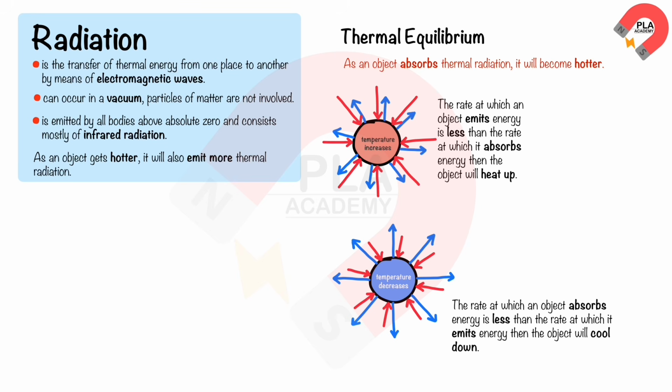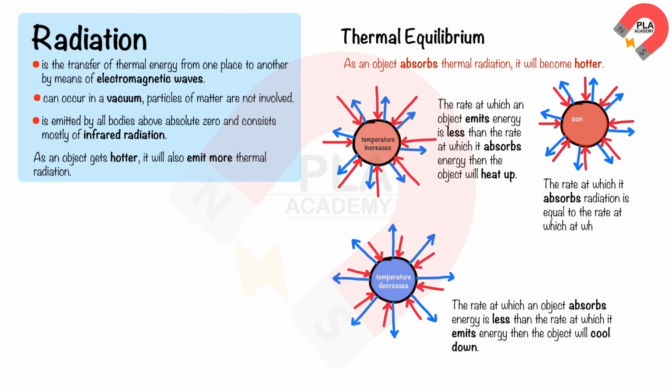Both processes will always move towards thermal equilibrium. Eventually, the object will reach a point of constant temperature where the rate at which it absorbs radiation is equal to the rate at which it emits radiation. At this point, the object will be in thermal equilibrium.